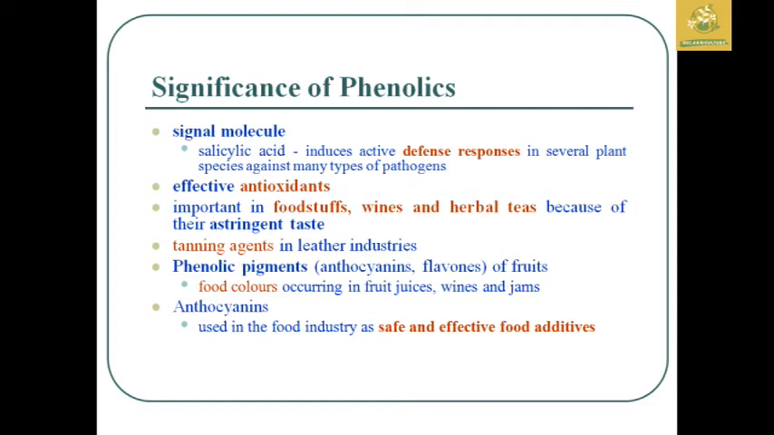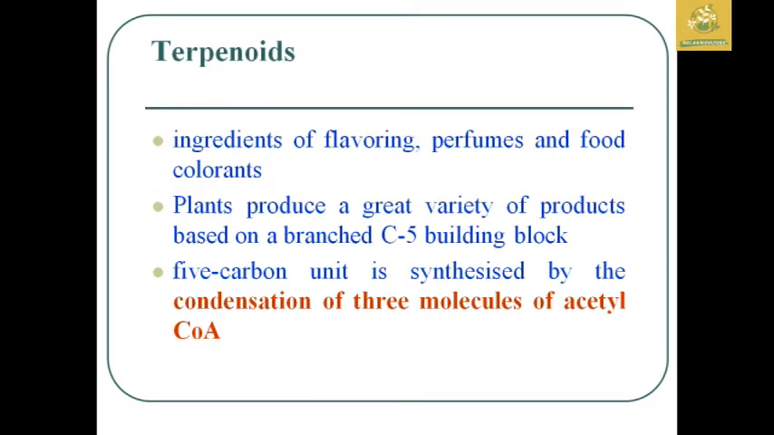The phenolic pigments, anthocyanins and flavonoids of fruits, are used to form food colors, occurring in fruit juices, wines and jams. The anthocyanins used in the food industry are safe and effective as food additives.